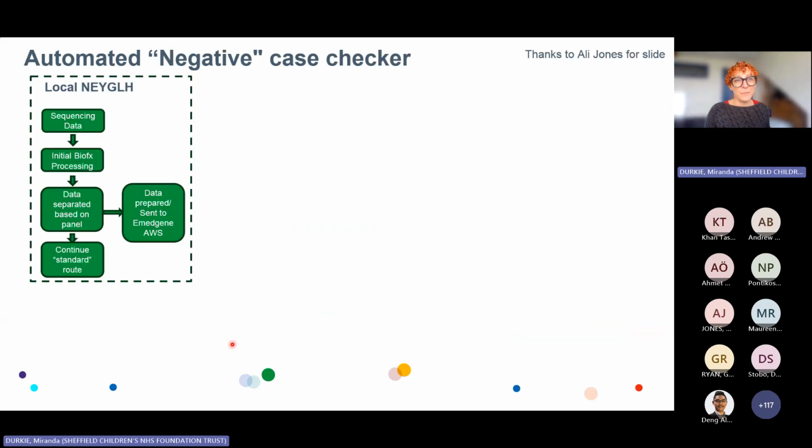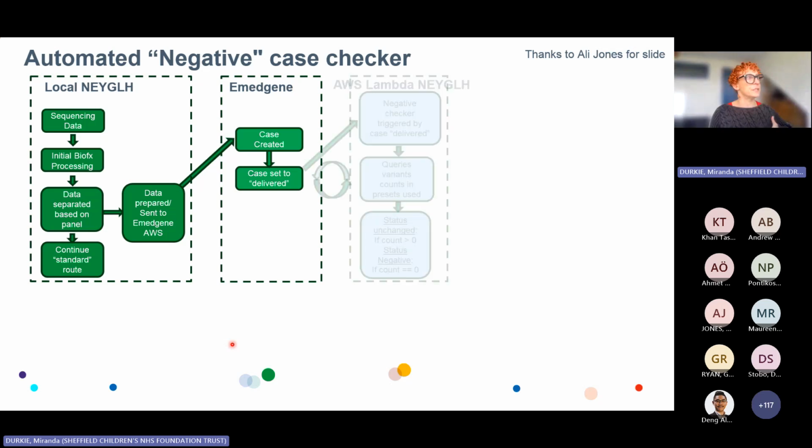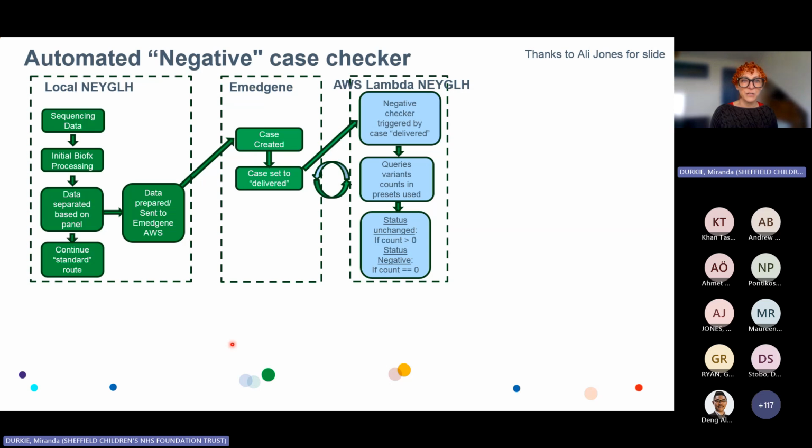So another piece of work that Ali has done, and thanks to Ali for this slide as well, is to do an automated negative case checker. This is what happens to the data in our local GLH. It then transfers to the Emedgene AWS bucket, where the case is created and run. And once it's gone through their pipeline, it's set to delivered. At this point, we use a function within AWS called Lambda, and that then triggers this negative case checker. And all it does is look at the presets and count how many variants there are.